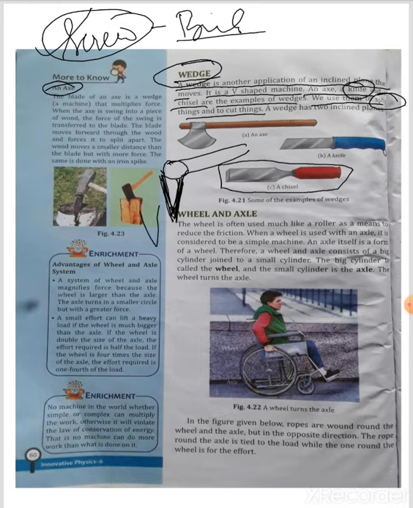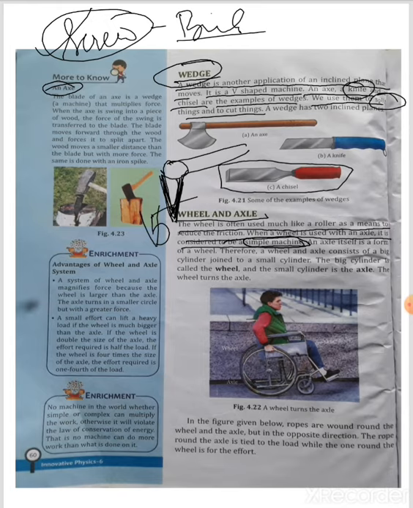Now let's go to the fifth kind of simple machine. In total how many do we have? Six. So we have now reached the fifth type of simple machine, that is wheel and axle. The wheel is often used much like a roller or a means to reduce friction. When a wheel is used with an axle, it is considered to be a simple machine. So a wheel alone does not come under a simple machine, but whenever you are using a wheel along with the axle, that time it becomes wheel and axle and it comes under a simple machine.